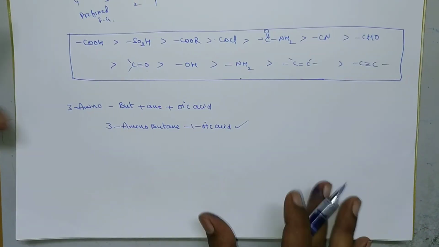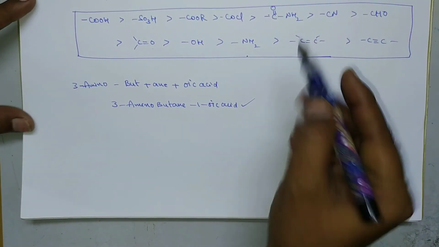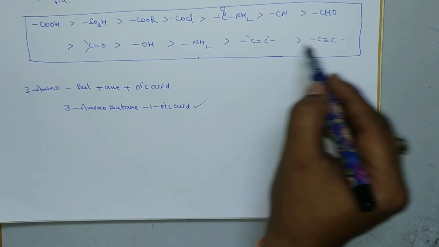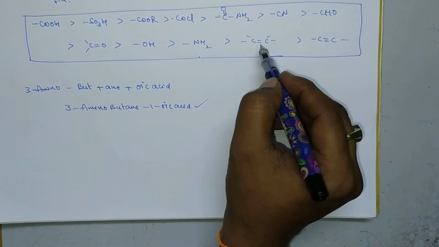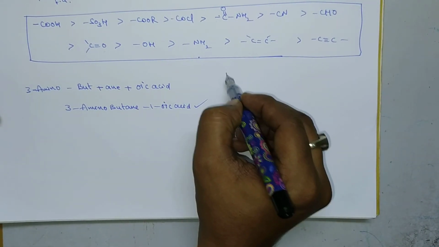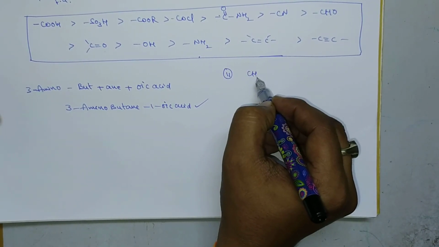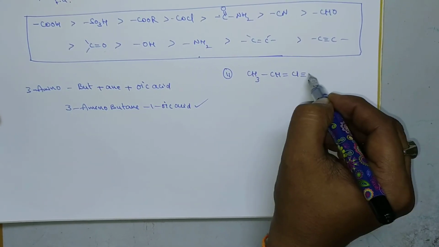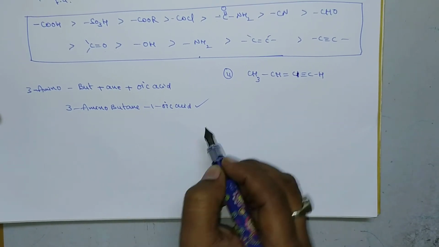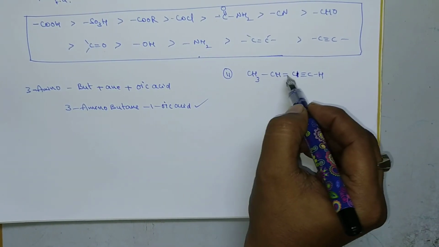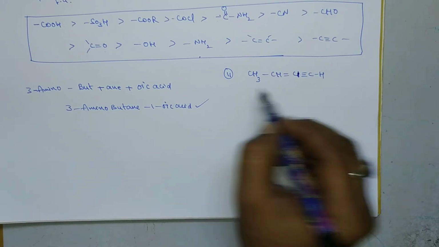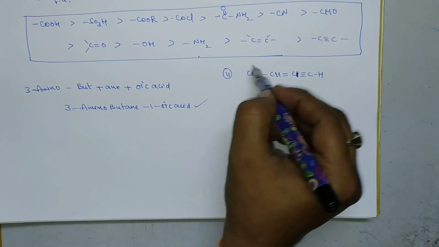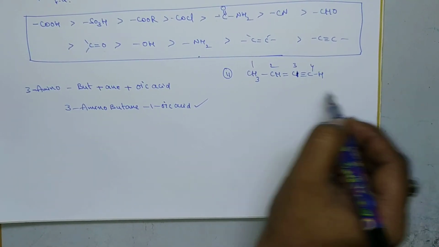And the next one. Here C double bond C is there and C triple bond C is there. In case any molecule consists of both double bonds and triple bonds, the first preference should be given to the double bond only. Let us take another example to clarify this. CH3 CH double bond C triple bond CH, like this. In this molecule, a single bond is there, a double bond is there, and a triple bond is there. Now the highest priority should be given to the double bonded carbon. So we have to count in this direction: 1, 2, 3, 4, but not the other way.